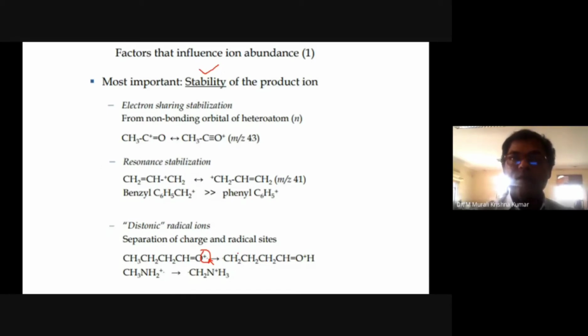Radicals are usually highly unstable, but through the movement of the electron from place to place, radical sites can change. Thereby, as you increase the number of sites, the molecule gains more and more stability. These are what we call distonic radical ions, meaning the ion and the radical are changing their positions.